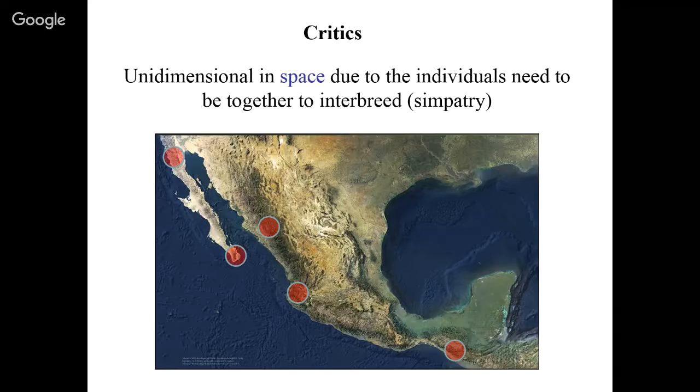For instance, this slide shows that one of the critiques of this concept is that it is unidimensional in space, because individuals need to be together to interbreed. It's what we call sympatry. So this figure pretends to illustrate some isolated populations, just an image, just to make my point.